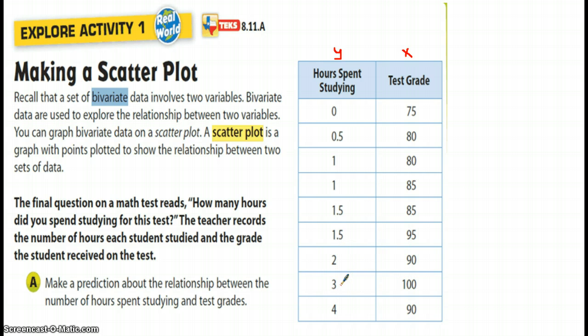And then an individual used 3 hours of study time and the grade was 100, and 4 hours of study time, the grade was a 90. So this is the information that we're going to put inside of our scatter plot. And again, if you're using the Nspire CX, then you're just going to enter these as hours spent studying and test grades and put them in as you see them. Okay.